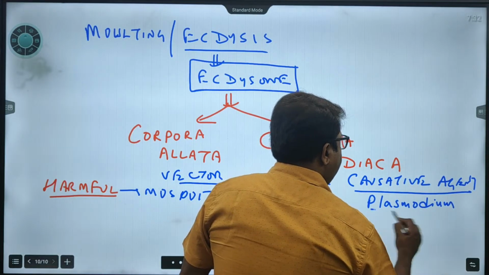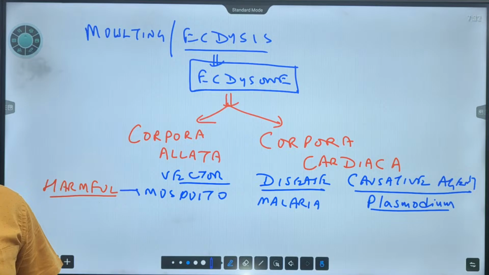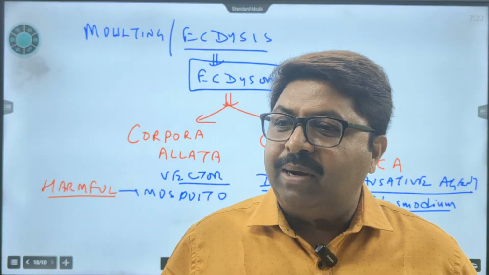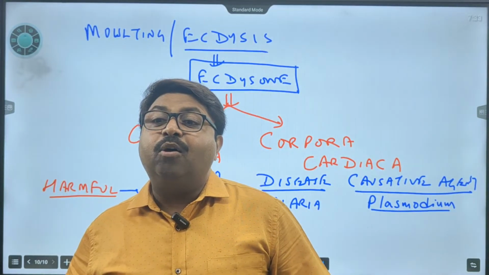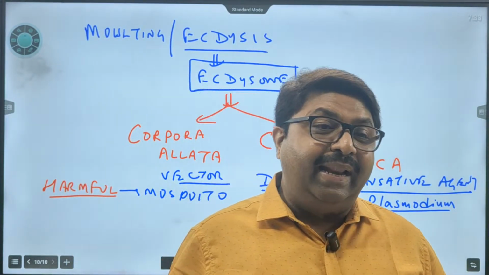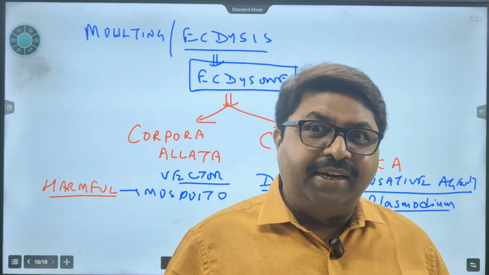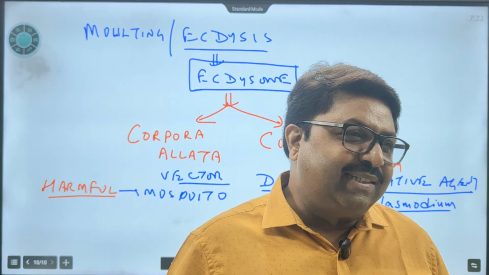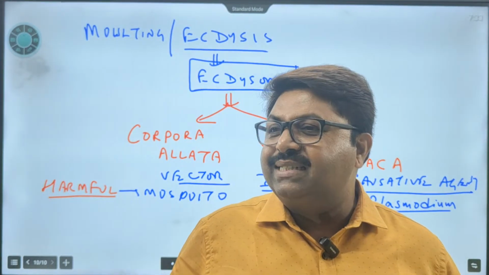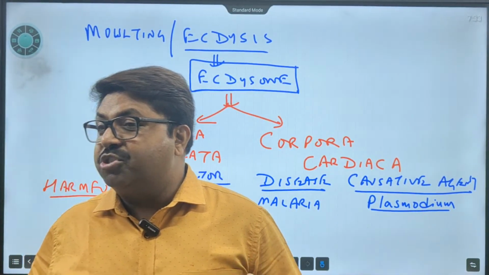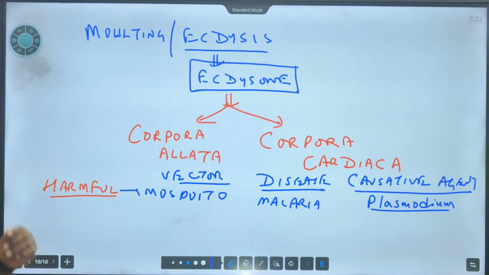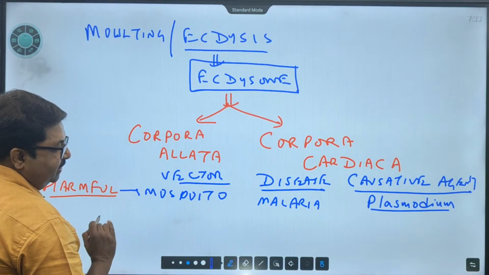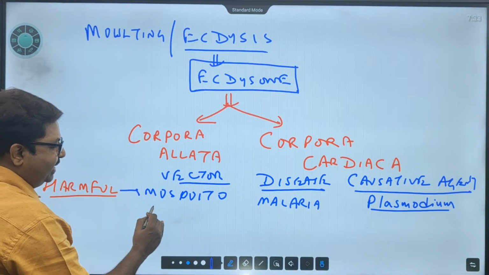Plasmodium is a protozoa. And we know Plasmodium has 4 types. Plasmodium vivax, Plasmodium ovale, Plasmodium malariae, and the dangerous one, Plasmodium falciparum. It causes malignant malaria, otherwise called cerebral malaria, the most dangerous one. Fine? Okay. Harmful one हो गया. अच्छा और बोलो. Mosquito हो गया. Tell me some more.